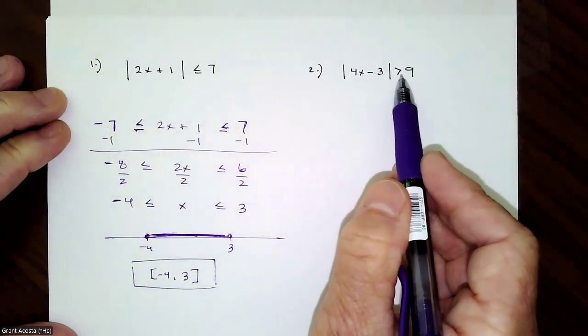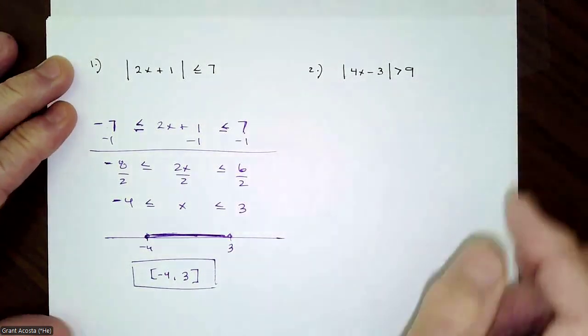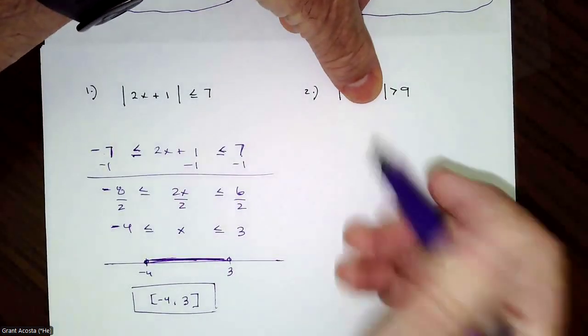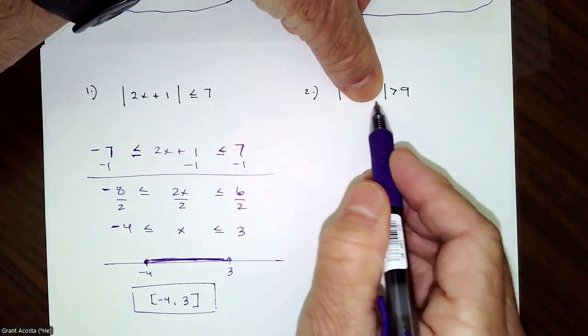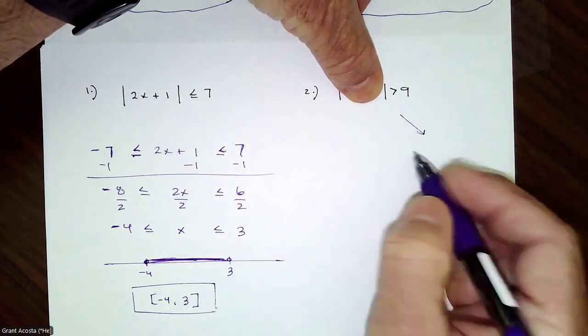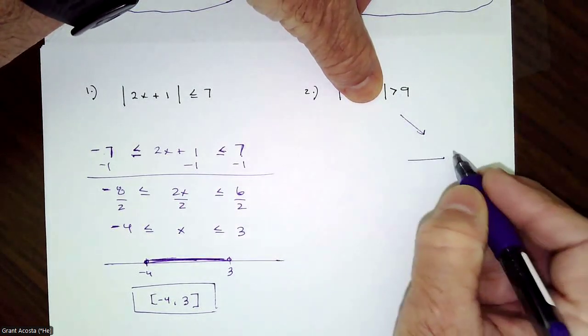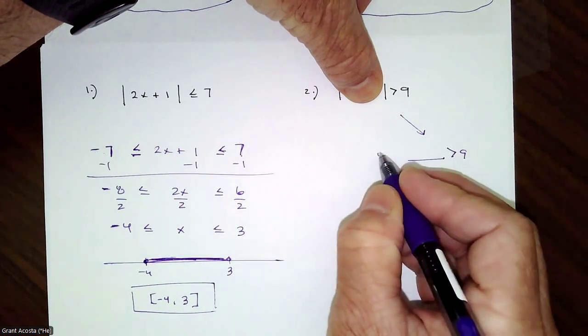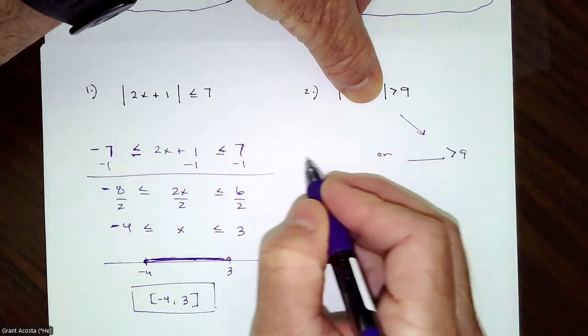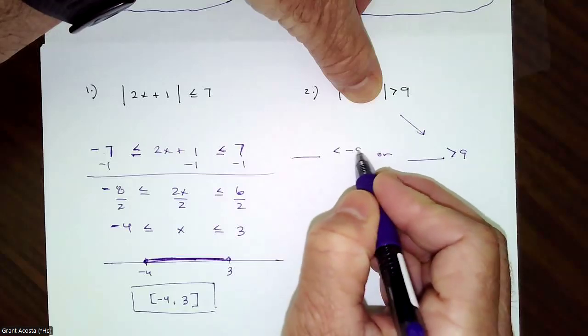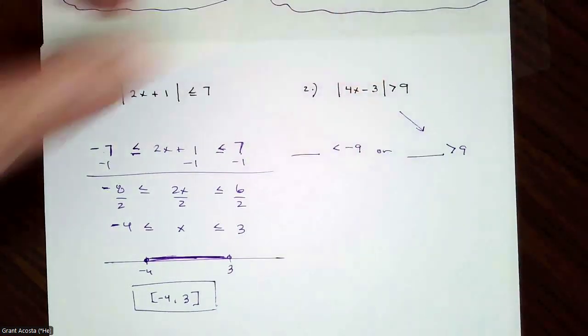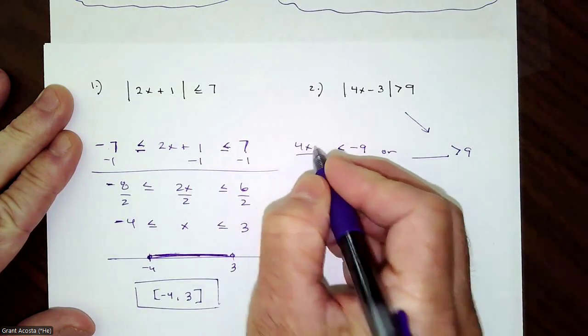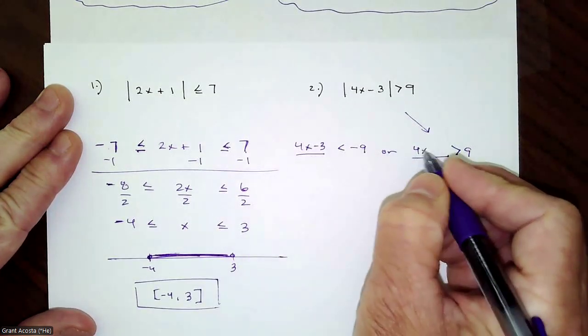Now this one is a greater than. And so in that situation, if I cover those up, think about the absolute value of stuff being bigger than 9. Let's do the positive case first. That means whatever is in there has to be greater than 9. Or if you think negative numbers, whatever's in there has to be less than -9. In both cases, I have 4x minus 3.